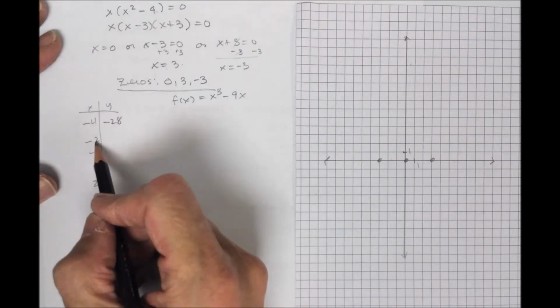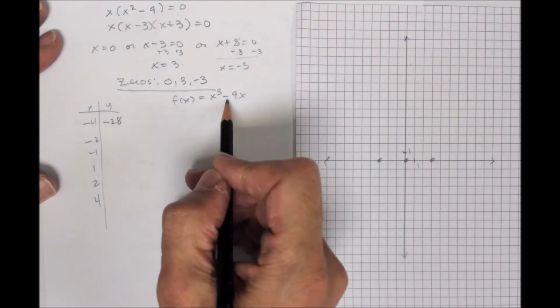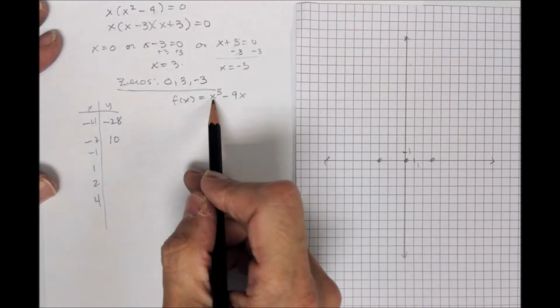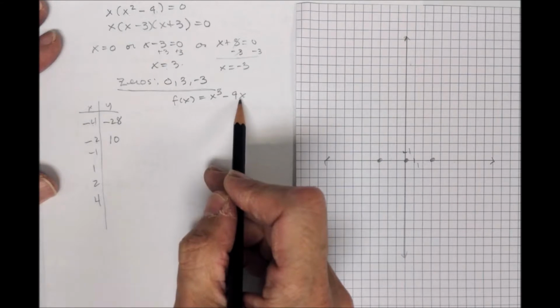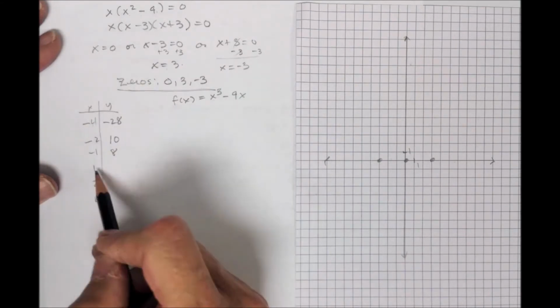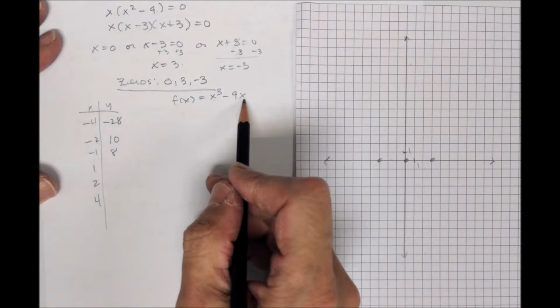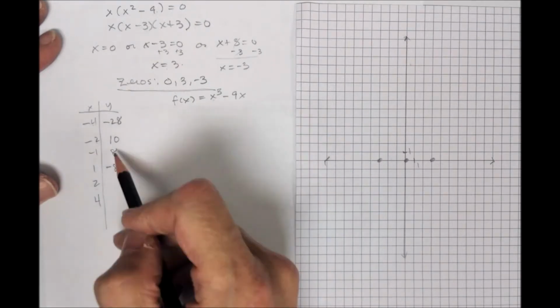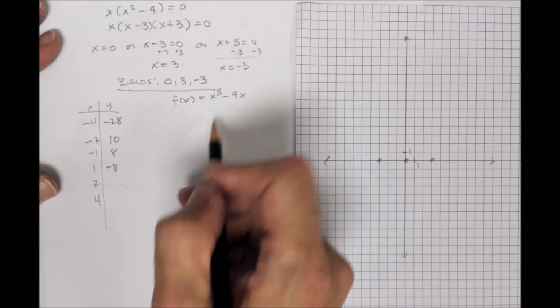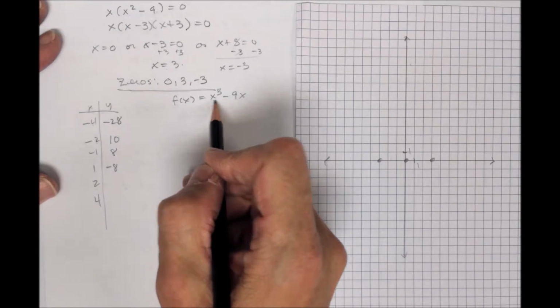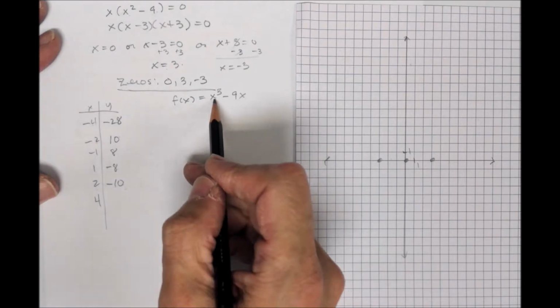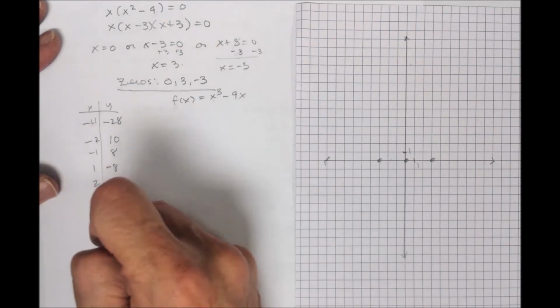Negative 2, that'd be negative 8 plus 18. That sounds like a 10. Negative 1, that'd be negative 1 plus 9, that'd be 8. Positive 1, 1 cubed minus 9 times 1, 1 minus 9 is negative 8. And then plug 2 in, you're going to maybe see some symmetry here. This should be a negative 10. Plug 2 in, that'd be positive 8 minus 18 is negative 10. Plug 4 in, that'd be 64 minus 36, a positive 28.